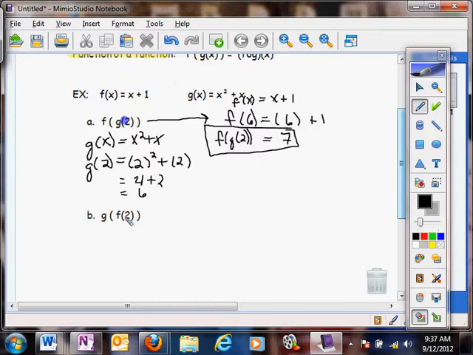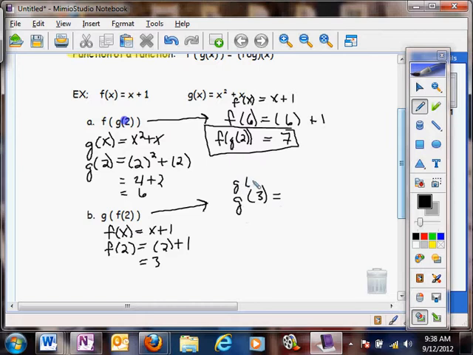Example B, I want to first find f of 2. Well, if f of x, again, is x plus 1, then f of 2 is 2 plus 1, plug in the 2, and I get 3. So f of 2 is 3. So then what I'm looking for is g of 3.